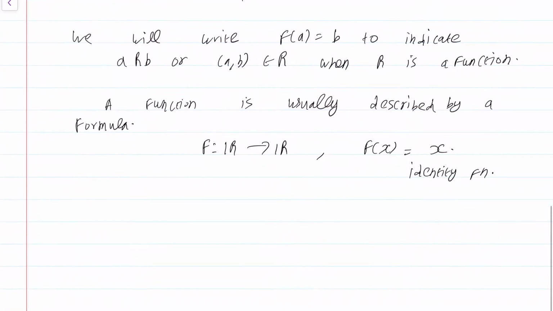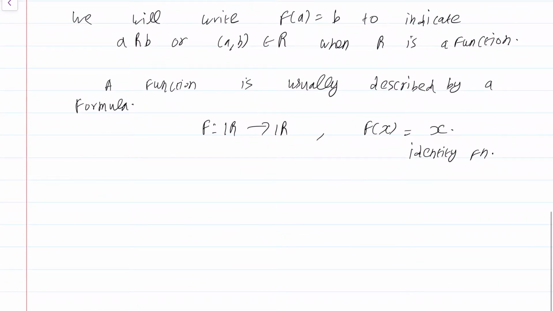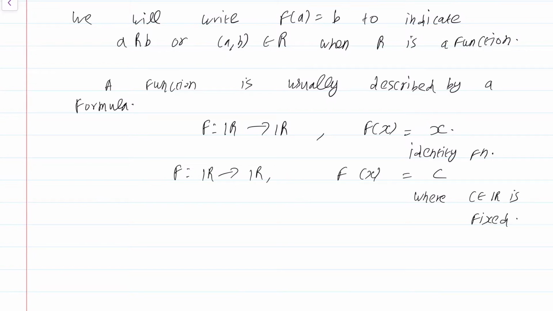Second type of function is f from R to R. You can just define f of x equal to some c where c in R is fixed. You map every element of the real numbers to this constant c.